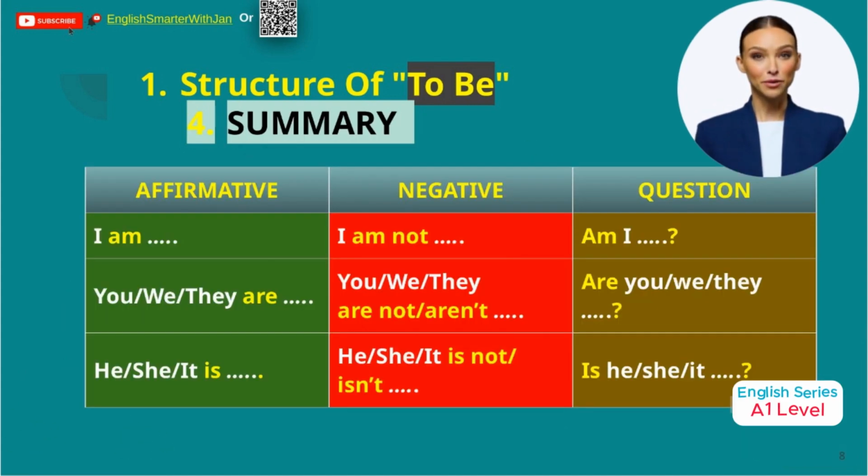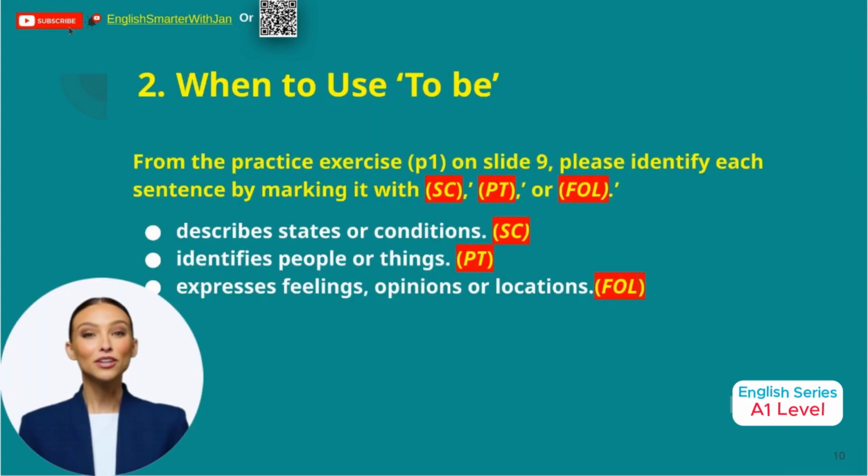Here's a summary table. We've now covered all present simple sentence forms with to be. You should have a clearer idea of how these differ from other verbs. To aid your understanding of using the verb to be in the present simple, this second part will briefly cover the three main rules for using to be.